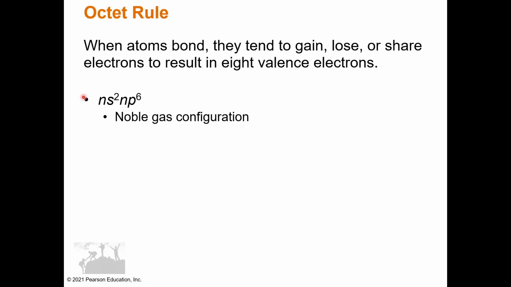Don't forget that this configuration right here is the generic noble gas configuration, but it only represents the 8 valence electrons in the outer shell. The n represents the energy level, or the row number, or the period. And the superscripts represent the number of electrons found in those subshells.